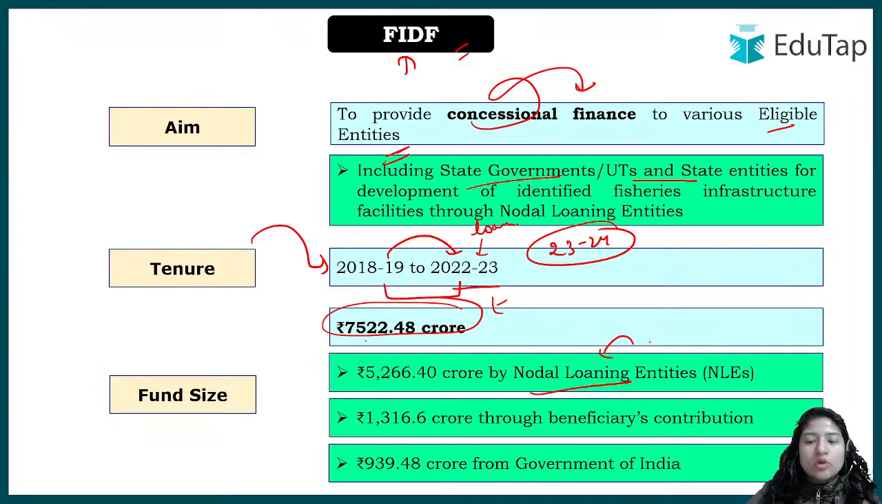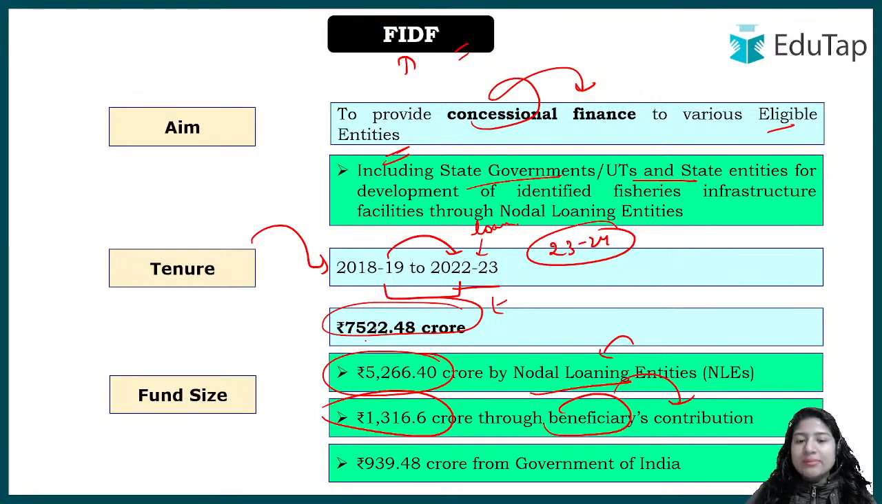By the nodal loaning entities, around 5,000 crore will be provided by them, ठीक है. Beneficiary will also contribute to their own project, right? So under this, around 1,300 crore is expected that beneficiary will give as contribution to the projects that will be established. So if I say overall, that is around 7.5 thousand crore, this will be the overall investment in the infrastructure, right? But this investment somewhere around 5,000 will be done by the nodal loaning entities, around 1,000 will be the beneficiaries' contribution, and around the subsidies that will be provided.